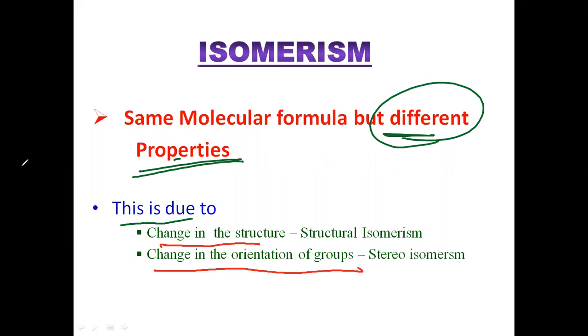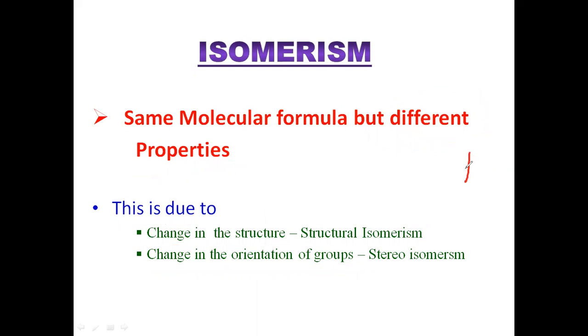Change in the structure: I just told you in the case of aldehyde and ketone, that is in organic chemistry. But now we have to study coordination compounds. There is a change in the structure, which is called structural isomerism, and a change in the orientation of groups, which is stereoisomerism. You know that in organic chemistry, in the third semester, I think you have already completed many such examples.